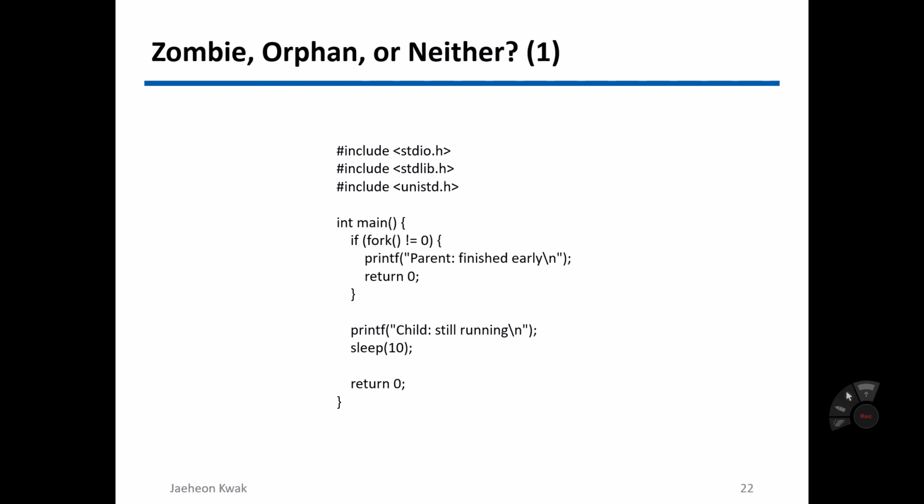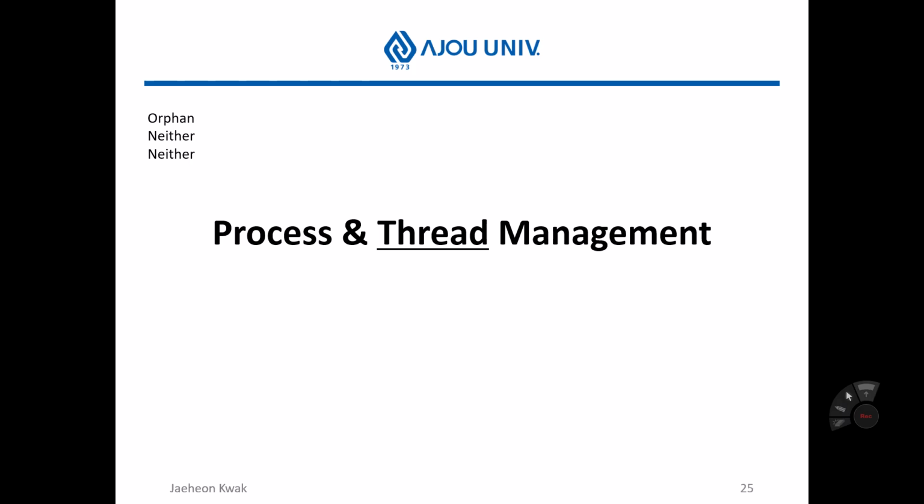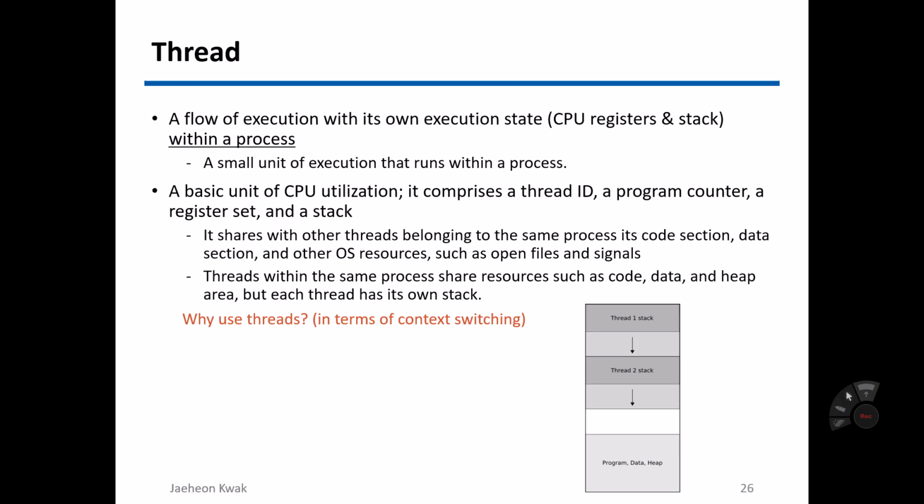Okay, so that's all for process management, and from today we're going to learn about thread management. So what is a thread? A thread is a flow of execution with its own execution state. Thread is very similar to a process. However, a thread is a smaller concept. It's a small unit of execution, a basic unit of CPU utilization.